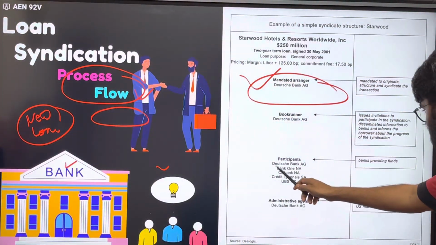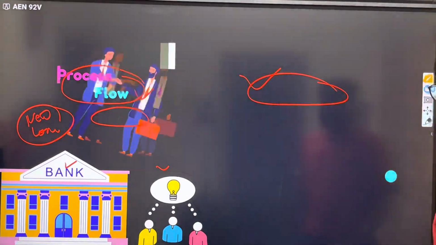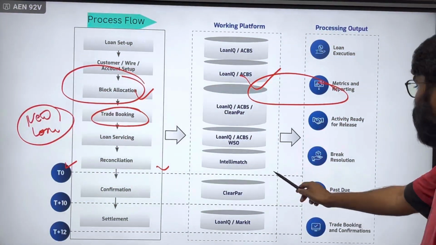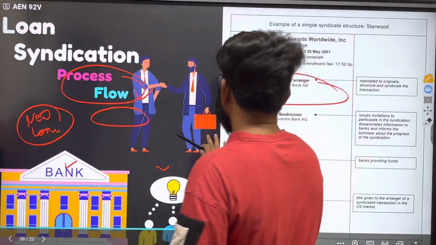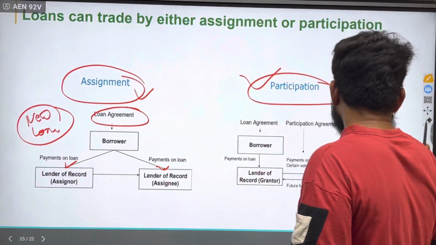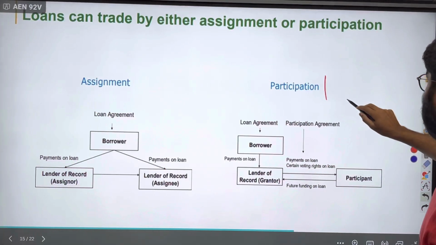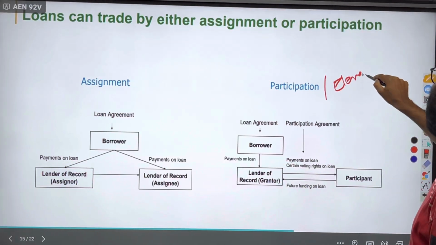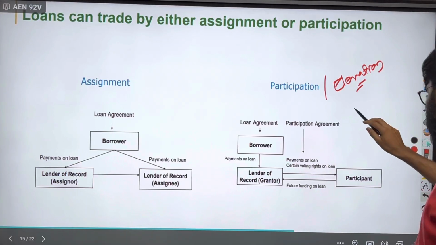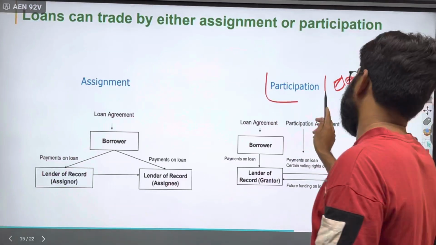So here they are the participants, right? Participants means DB, Citibank and all. So all the other participants hold the rights. They hold the rights of elevation. So it means participants hold the rights, so that loan we call a participation loan.